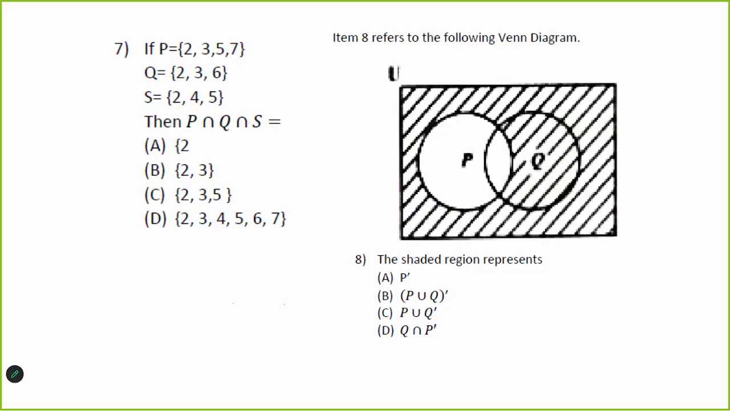Let's look at May, June 2022. The intersection, meaning what does P, Q, and S all have in common? They have 2 in common. Item 8 refers to the following Venn diagram. That is everything outside of P. So this is P complement.